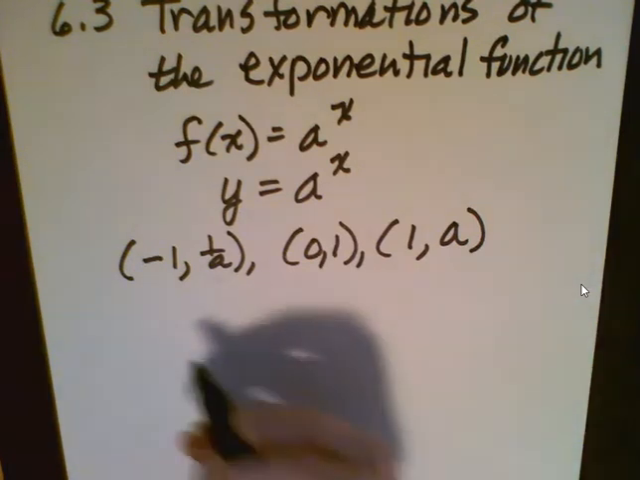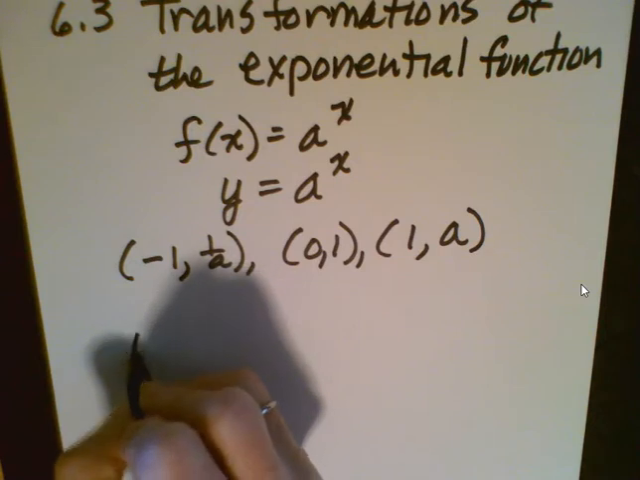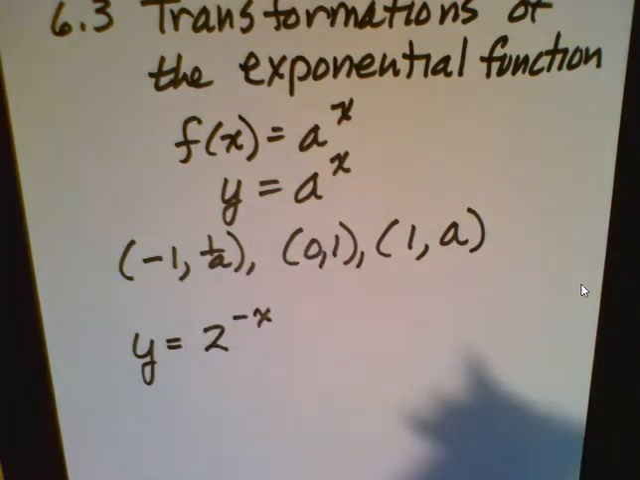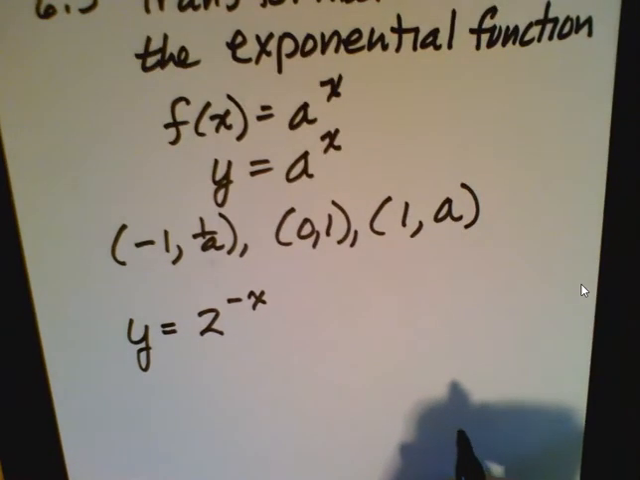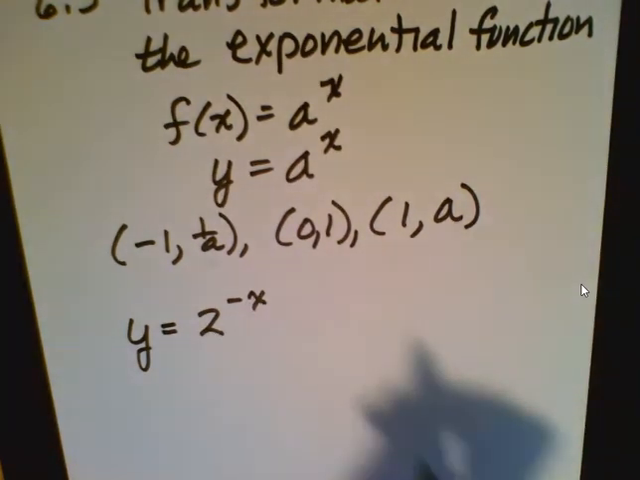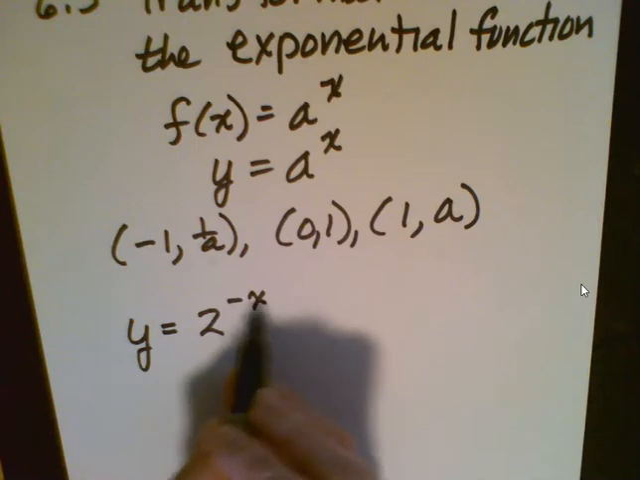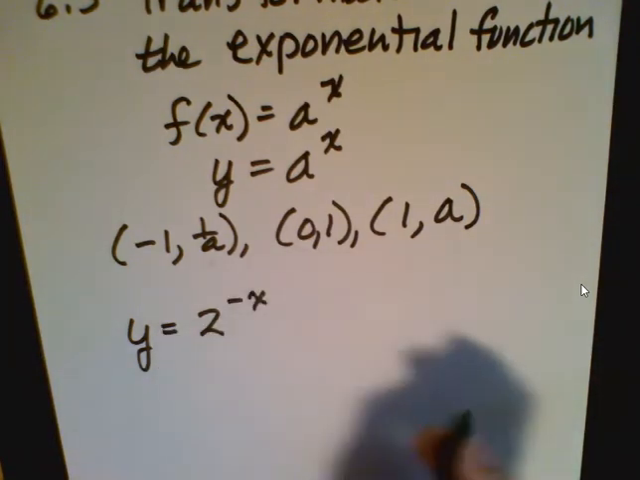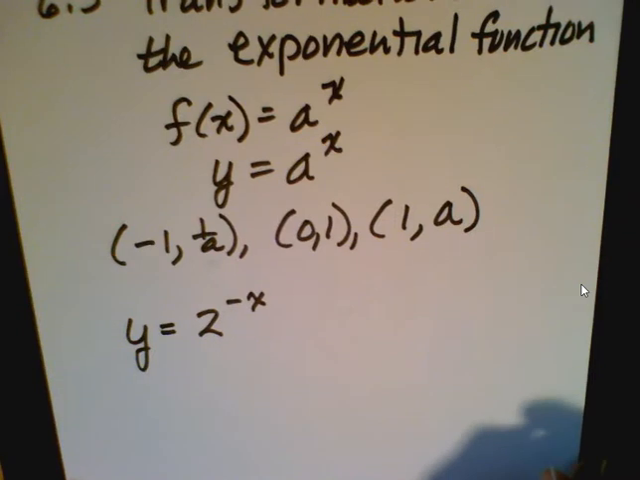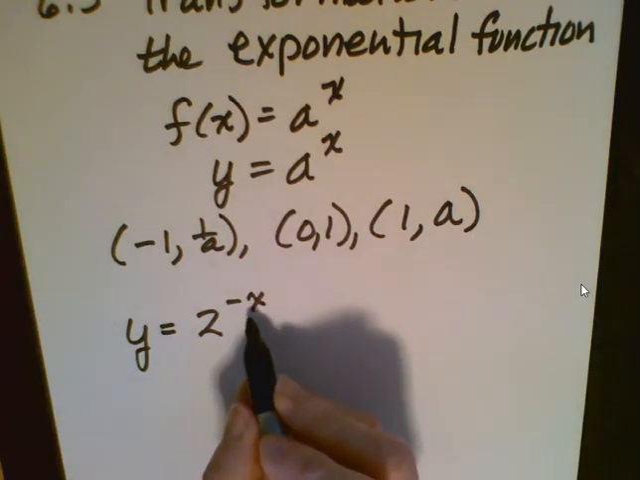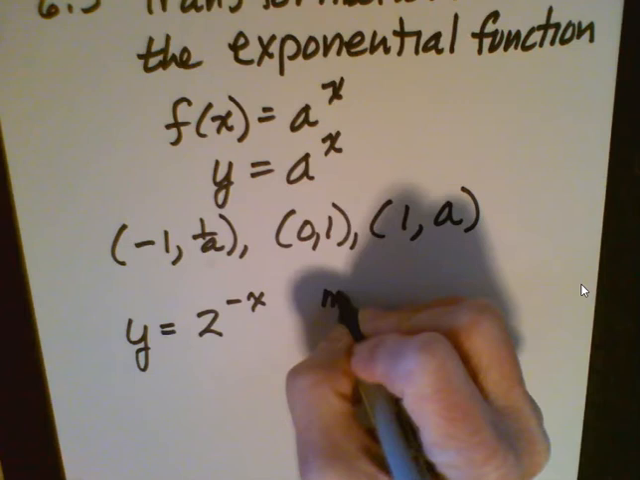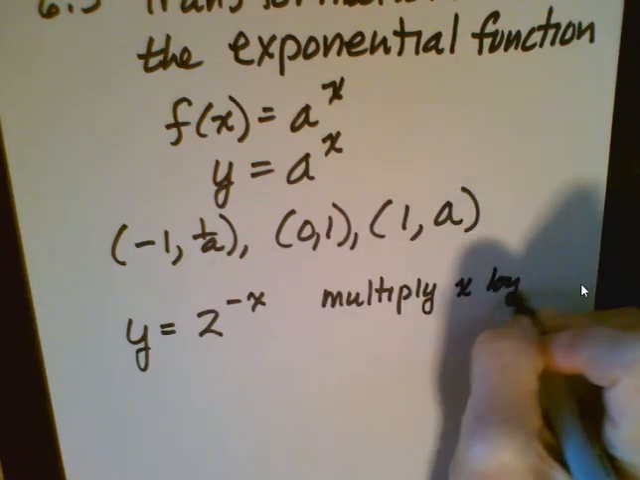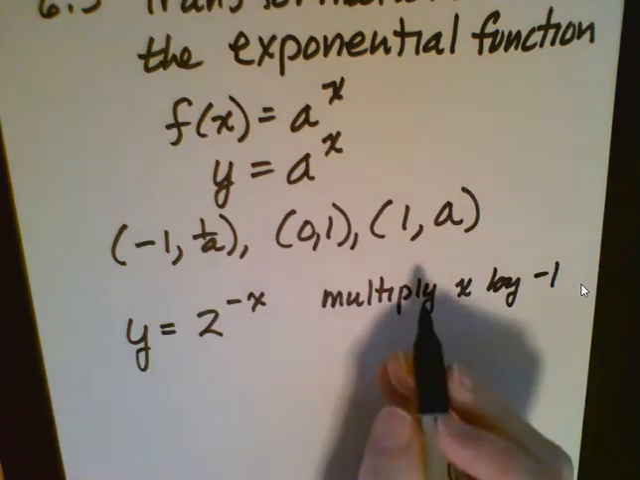Okay, so we might see something like y equals 2 to the negative x. Now how would we know what's going on here? Inside the function, that affects the x values. The negative has to happen before you raise the power. That means inside the function. That means it's a horizontal effect. It's affecting our x's. And it means we're going to reflect over the y. So that tells me multiply x by negative 1.